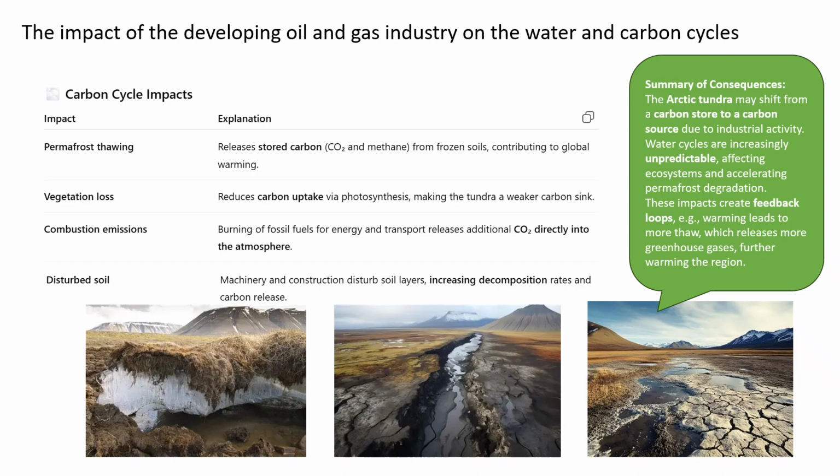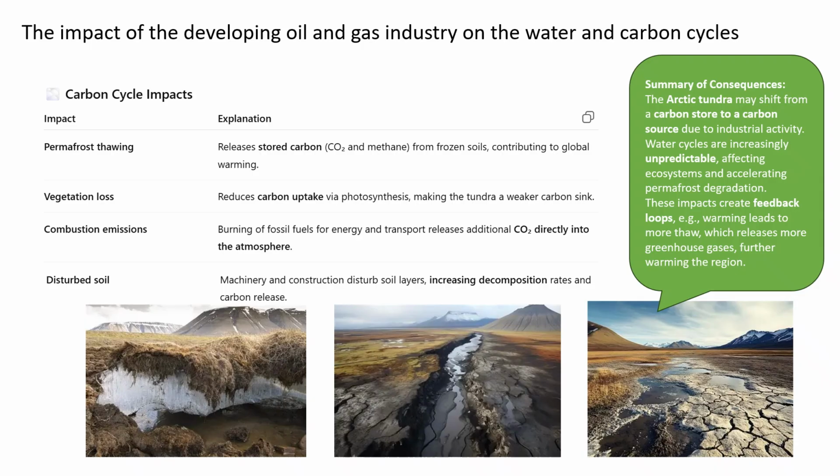What has that done to the carbon cycle? Well, as the permafrost melts, it releases carbon, both in the form of carbon dioxide and methane, which triggers those feedback loops, which makes the environment warmer. And that's actually going to have a global effect, not just a local one.